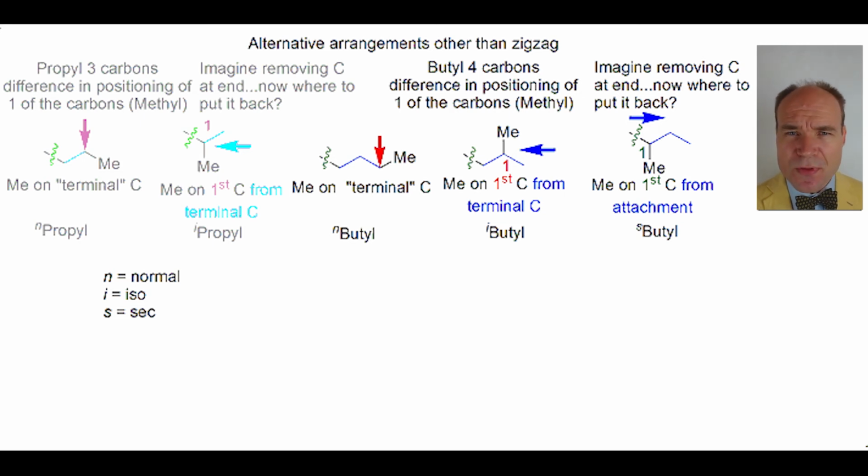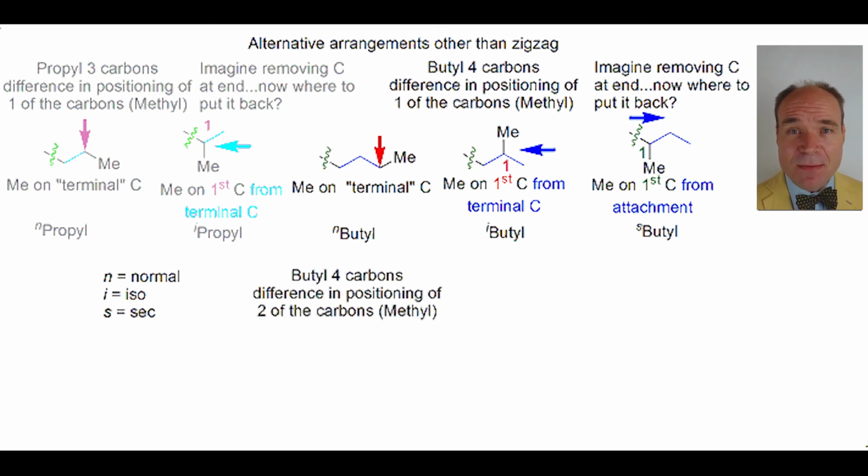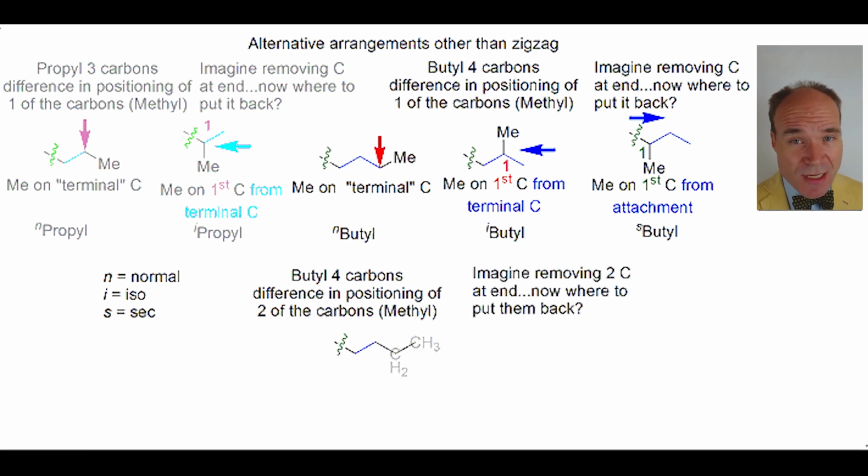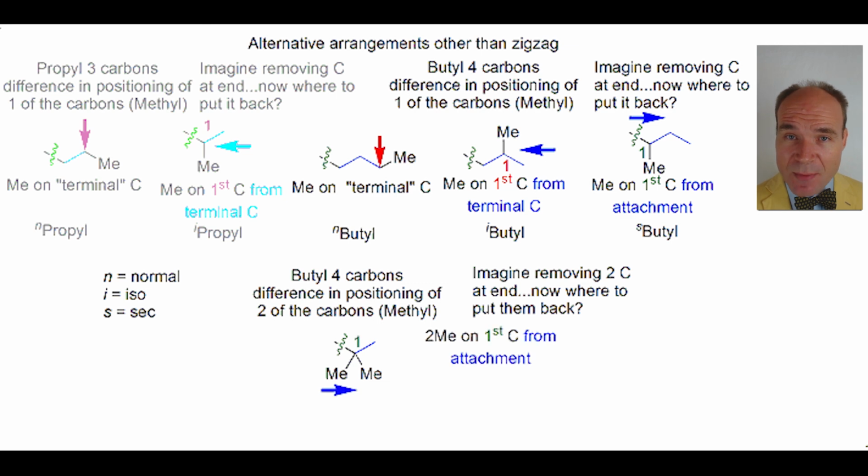What else can we do with the 4-carbon unit? Well, the butyl group can vary by the location of 2 of its carbons. So now let's reposition 2 carbons and see what happens. Here is the butyl unit. Let's remove those 2 carbons. Now, where shall we put them back? Well, we will return them one carbon in from the attachment. This is called TBU, or tert butyl. The tert stands for tertiary.